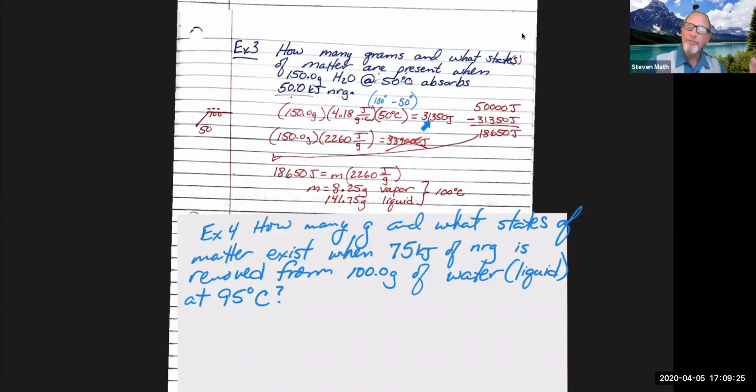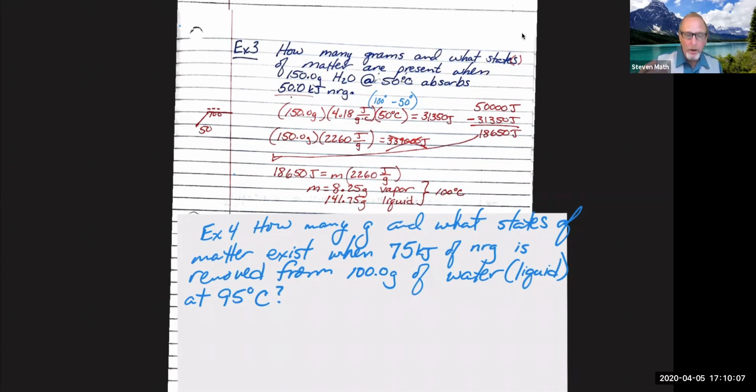That's going to cost me 31,350 joules. Remember, we had 50 kilojoules, so that's 50,000 joules we have to spend. We just spent 31,000 of them. Basically, we have about 18,600 joules to spend. Well, let's see if we can vaporize all that 150 grams. If we try to vaporize it, well, bad news. That's going to cost us about 340,000 joules of energy. We don't have that much energy. Remember, we only have 18,600.